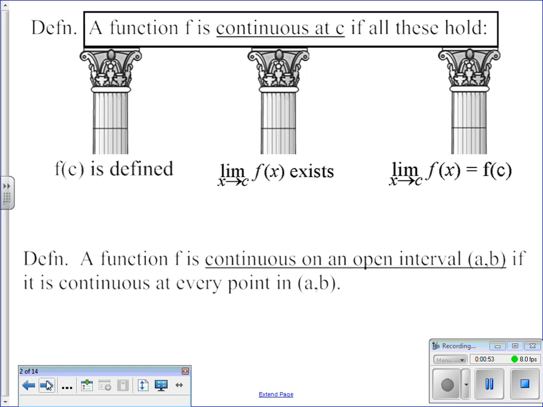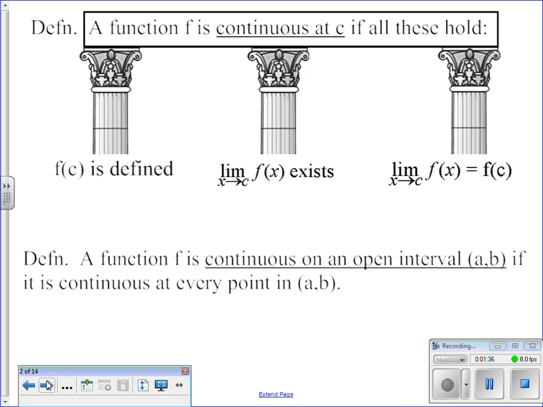Now, definition. A function f is continuous at point c if these three things are true. These conditions must be met for a function to be continuous. 1, f of c is defined. 2, the limit as x approaches point c of f of x exists. And 3, the limit and the function have the same value at that point.